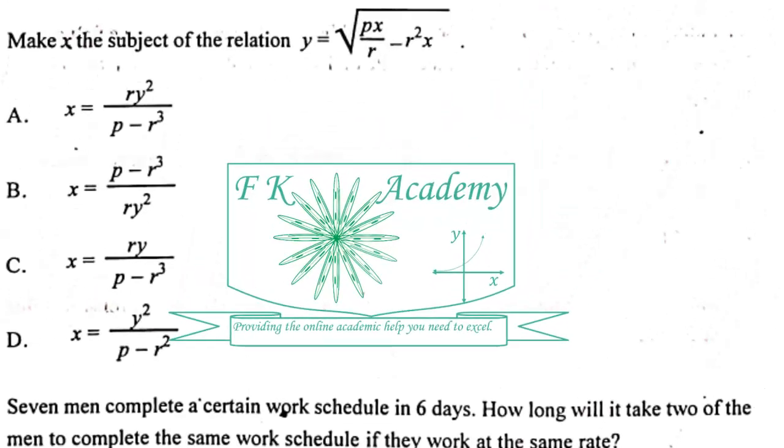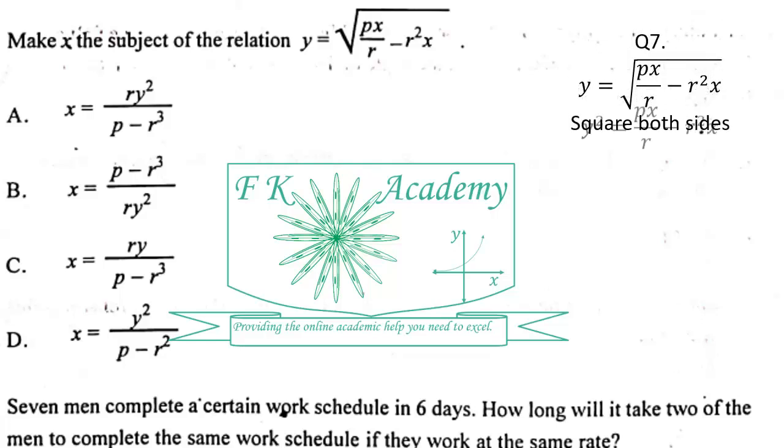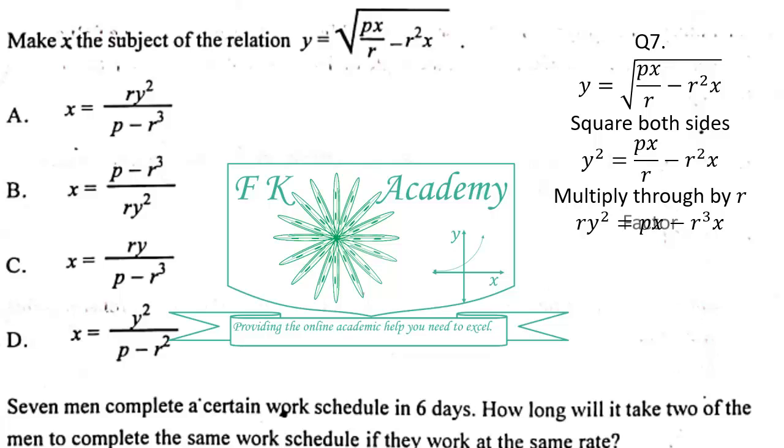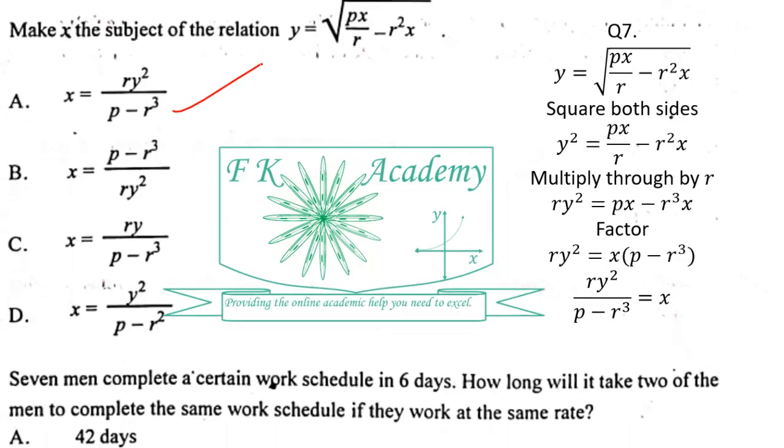Make x the subject of the relation y equals square root of px over r minus r squared x. Squaring both sides, multiplying through by r and factoring, then dividing through by p minus r cubed, we obtain x to be ry squared over p minus r cubed.